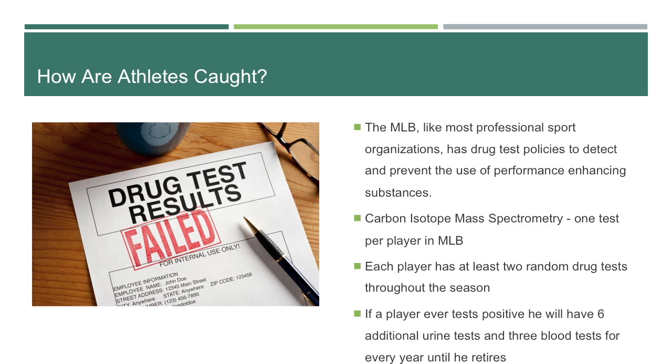So now let's take a look at how athletes are getting caught using performance-enhancing drugs. Professional sport organizations have drug testing policies that the athletes must abide by. In the MLB, for example, each player has 2 random drug tests throughout the year, as well as 1 drug test that will be tested by carbon mass spectrometry. If a player ever tests positive, he will then have an additional 6 urine tests and 3 blood tests until he retires to prevent the use of steroids.